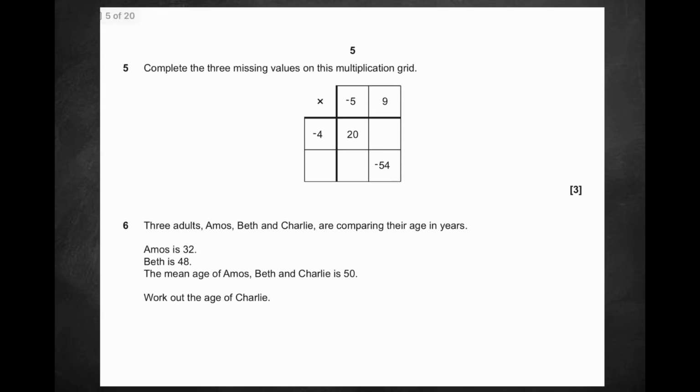Question number 5. Complete the three missing values on this multiplication grid. So we've got -4 times -5 is 20, -4 times 9 is -36. Then we've got 9 times something is -54, and that will be -6, as 6 nines are 54, and -6 times -5 gives you +30.